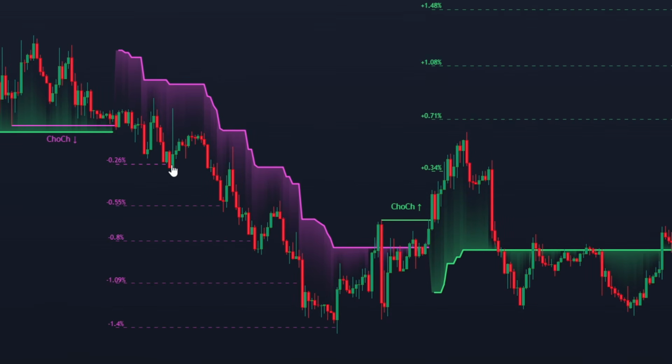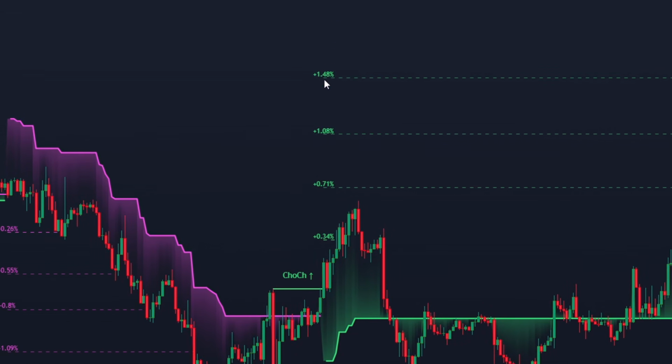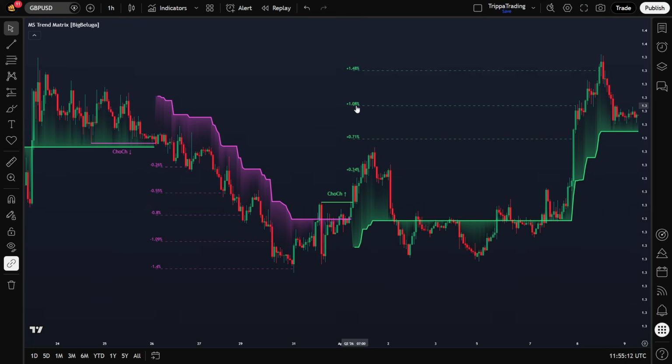When the first target gets hit, the second target appears. When the second one gets hit, the third one appears, and so on. The percentages you see on those targets represent the percentage move from the original change of character point. So instead of guessing targets manually, this indicator gives you dynamic target levels that actually react to the market.